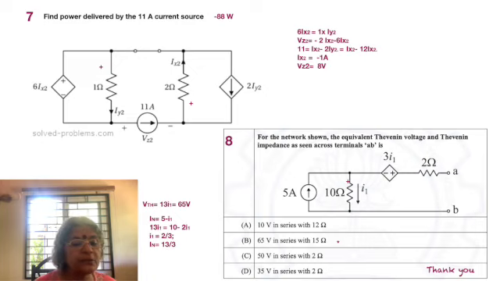Let's see. Ix2 is the current flowing through the 2 ohm resistor upward, and Iy2 is the current flowing through the 1 ohm resistor downward, and in between we have the 11 amp source, which has a voltage across it, given as Vz2. What is required of us is to find the power delivered by the 11 amp source. So we need to find Vz2.